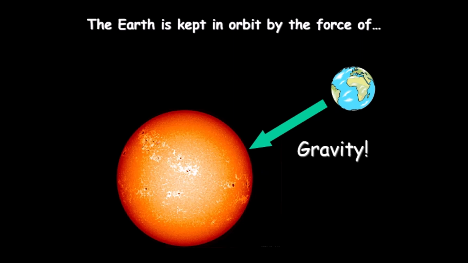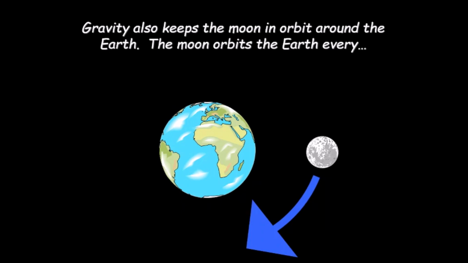If you can have a look, this blue sphere, well, circle really, is the Earth, and this yellow globe over here with red surroundings, that's meant to be the Sun. So this image here is just meant to show you that the Earth orbits around the Sun. Gravity also keeps the Moon in orbit around the Earth. The Moon orbits around the Earth every 28 days.